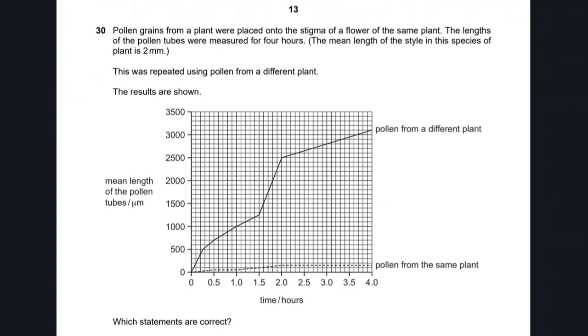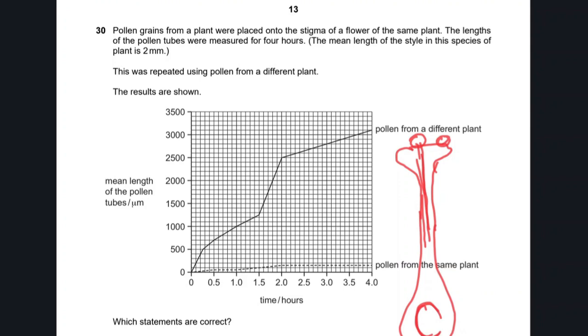Here we have the pollen grains from the plants that are placed onto the stigma of the flower. So if this is the stigma of the flower, and pollen grains from a different plant and pollen grains from the same plant are placed, then the process of fertilization and fusion of gametes occurs by pollen tube formation, and here is the ovule which is present here. Time is shown on the x-axis and the mean length of the pollen tube on the y-axis, and you can see the data is shown from the same plant and from a different plant.